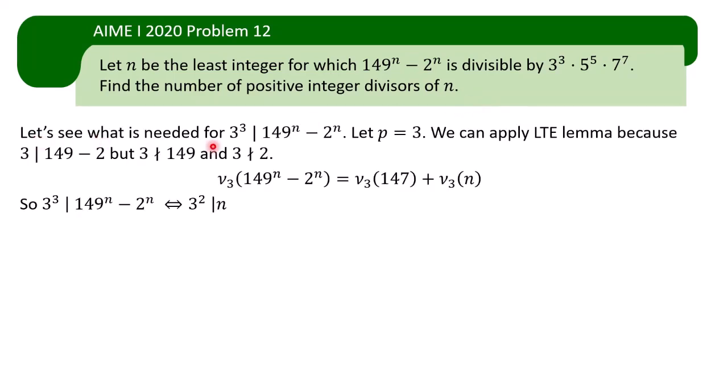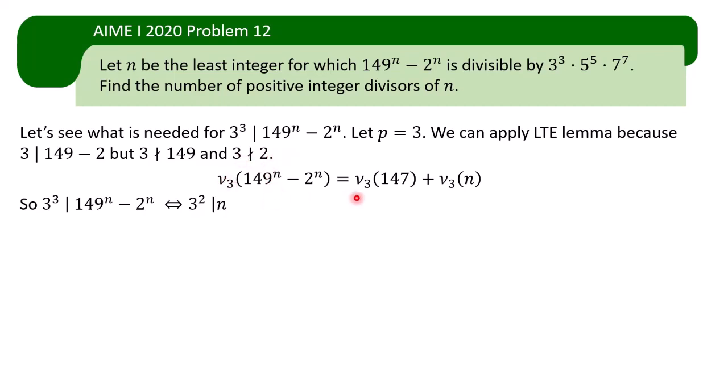Let's see firstly what is needed to have 3 cubed divide this. You can separately consider 3 cubed dividing this, then 5 to the power 5 dividing this, and 7 to the power 7 dividing this, to break the problem up into parts. Starting first with the 3 cubed part, we can let p be the prime 3, and in this case we can apply the LTE lemma. This expression is obviously screaming at you to use the LTE lemma. We can use it because 3 divides x minus y, so 149 minus 2, but 3 divides neither x nor y.